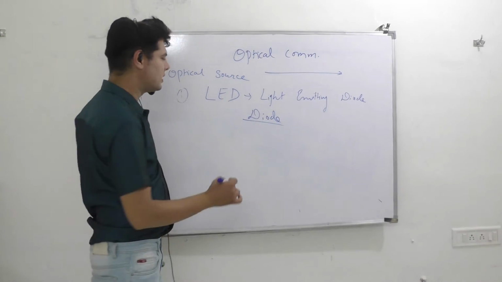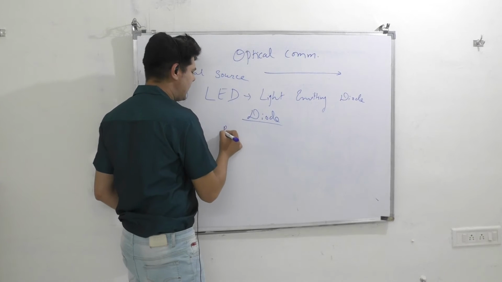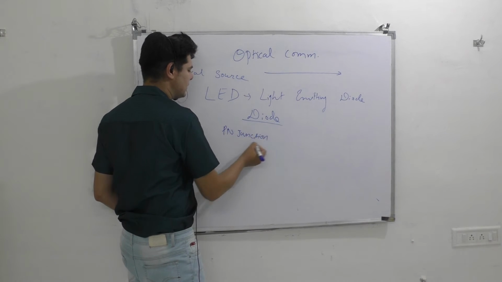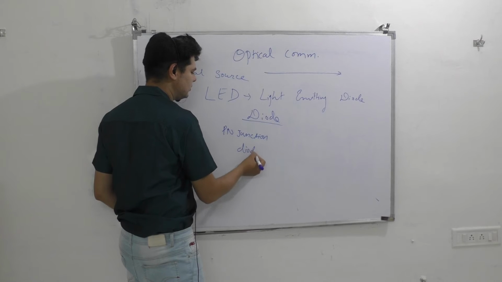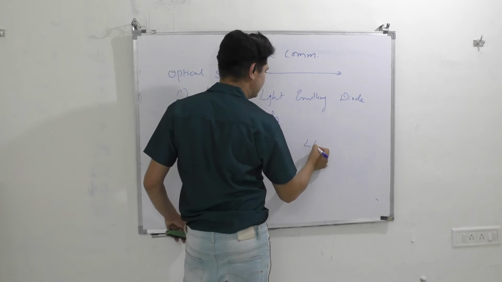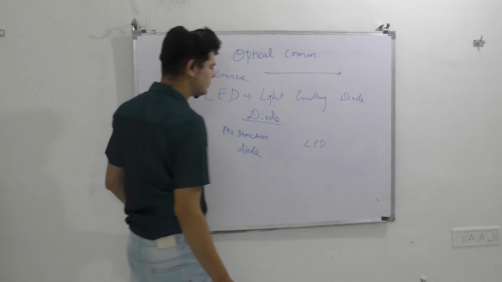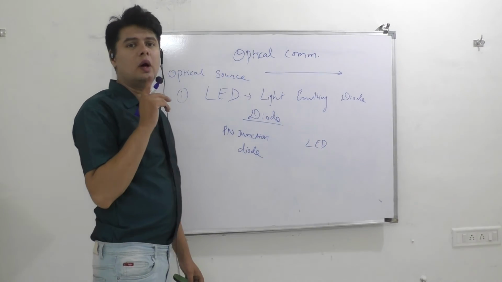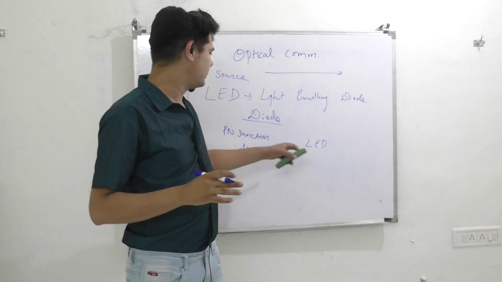The first one is the normal PN junction diode, and the second one is the LED. Now I would like to put the lights on both of these.